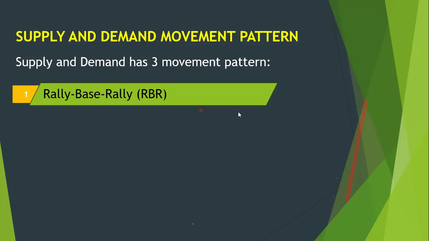So when we talk about rally-based rally, we talk about a movement pattern which is known as the continuation pattern. And this is how it looks like. Let's, for instance, just a moment, need to pick my pen. Okay, so let's say market is pushing up this way. It's pushing up.